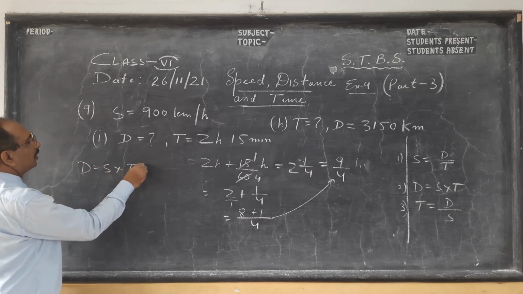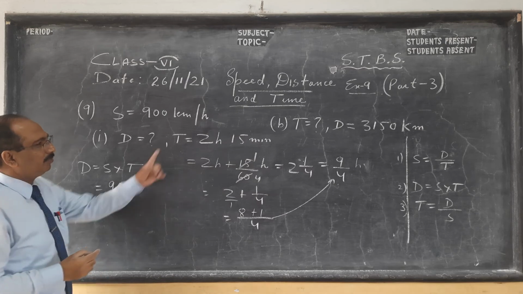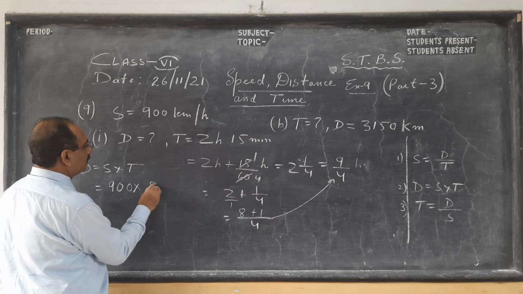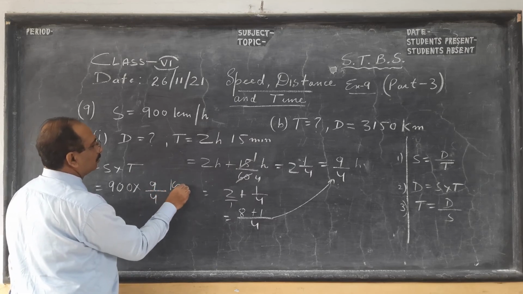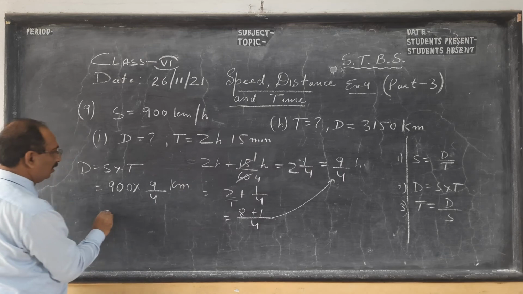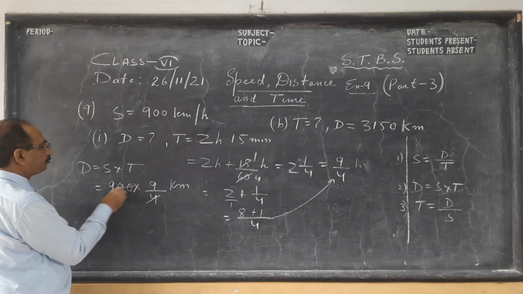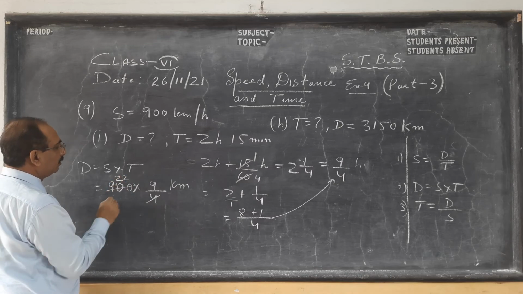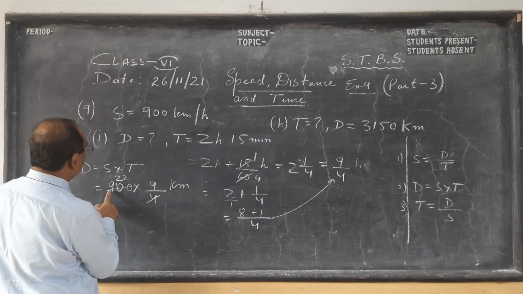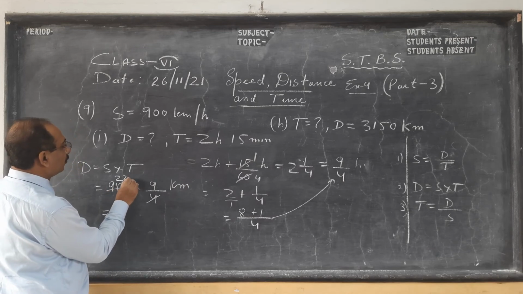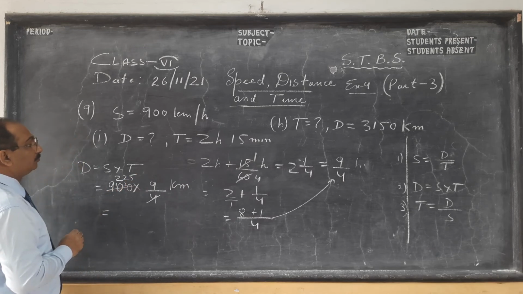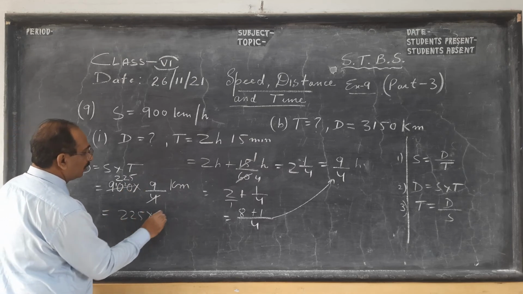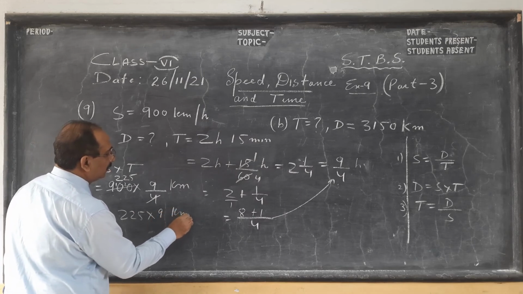So finally, what is the distance, children? Distance is speed into time, 900. The distance will be in kilometers, because this is in hours and this is in kilometers per hour. 900 into time, which is 9/4. Distance we have to find. So here you can cancel with 4. 4 2s are 8, 1 will be there. 4 2s are 8, 2 will be there. 4 5s are 20. So 225 into 9. You multiply and you get the answer.